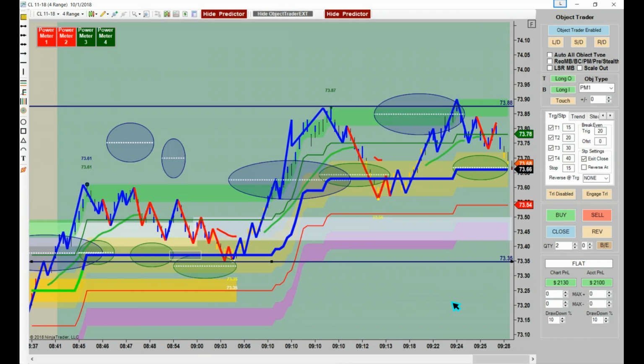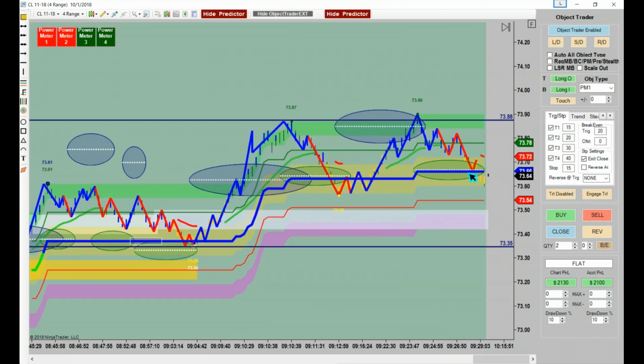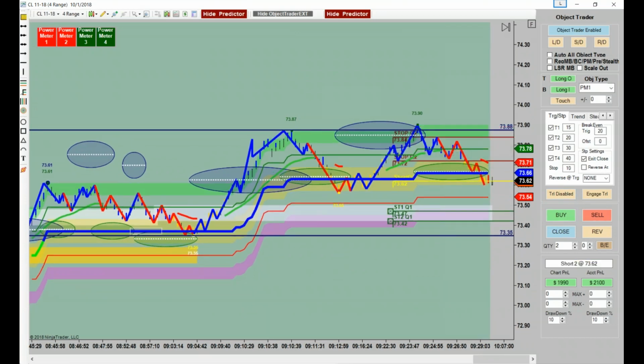Now, does that mean you couldn't take a short on this? Absolutely. If you go below mid-band and you get like that, for instance, and you want to go ahead and sell it, I guess I didn't sell it. But anyway, if you would have done that, I'm going to go ahead and do it still. It's below mid-band. And I'll put my stop right there.